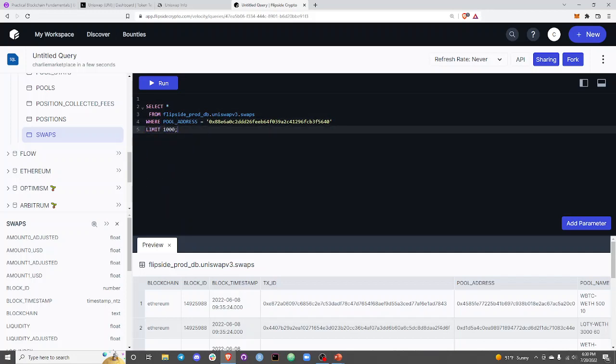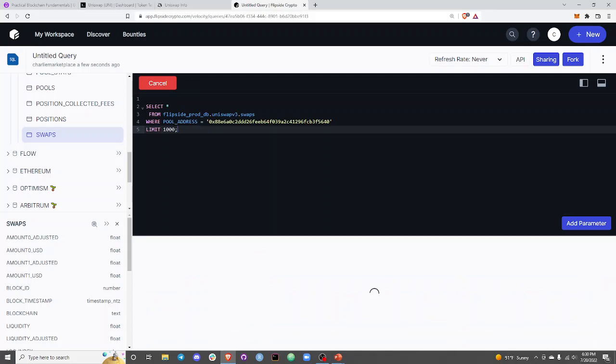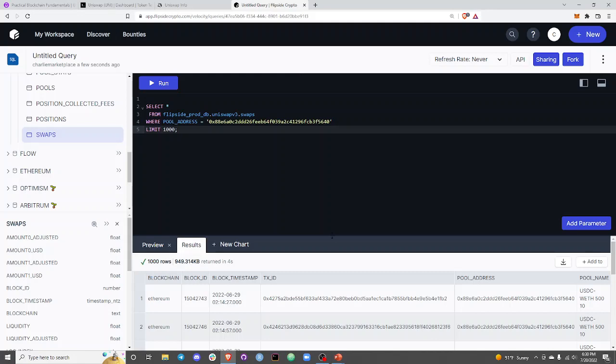And I'm just going to not ask for all the rows because, we just saw that there's like 8 million transactions on here. So we don't want to ask for everything at first.